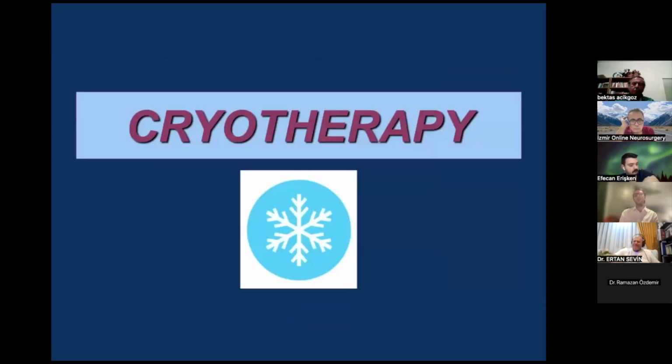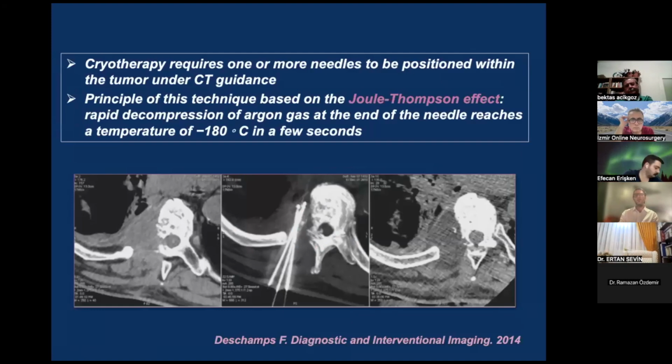Second, ablative therapy that we can use in bone metastasis, the cryotherapy. So the cryotherapy will require one or more needles to be positioned in the metastasis, usually under CT guidance. So usually it's not only one probe, but 2, 3, 4, depending on the size of the lesion. And the principle of this technique is based on the Joule-Thomson effect. So when you have a rapid decompression of argon gas at the end of the probe, of the needle, you will reach a temperature of minus 180 degrees Celsius in a few seconds.